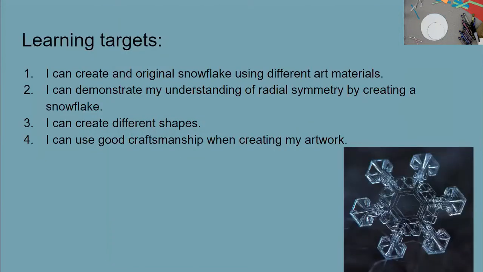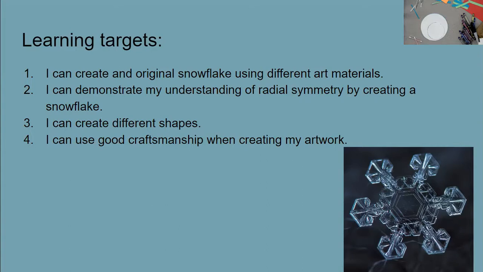All right, learning targets. So these are the things that kind of focus our learning. The first learning target says I can create an original snowflake using different art materials. So like I said, I have my markers, I've got my crayons. If you have colored pencils, you can get some of those. You can choose to use your markers as watercolors if you want to do that. It's all up to you.